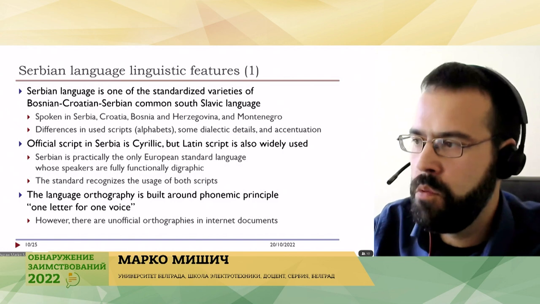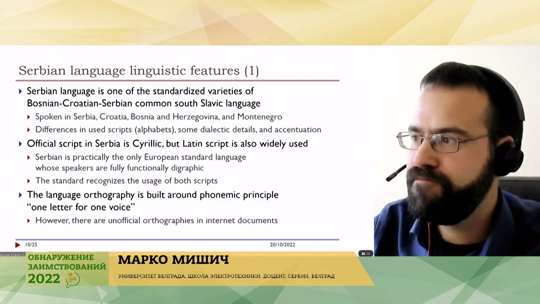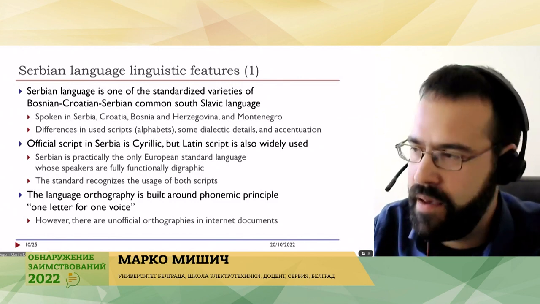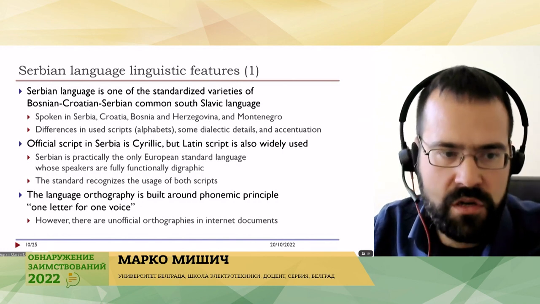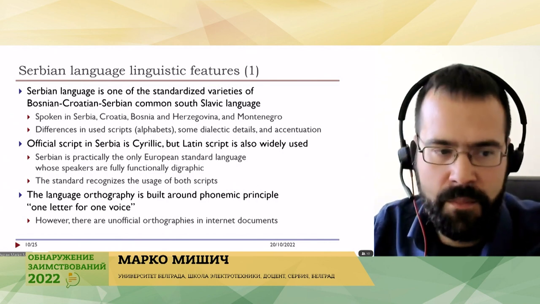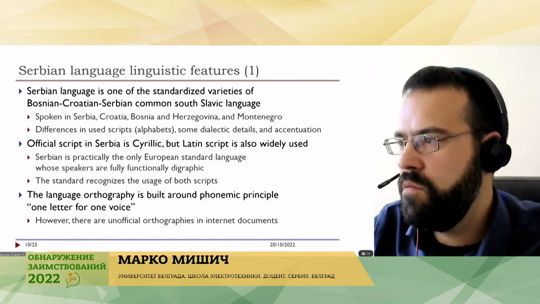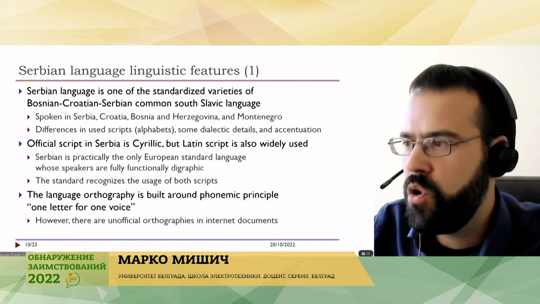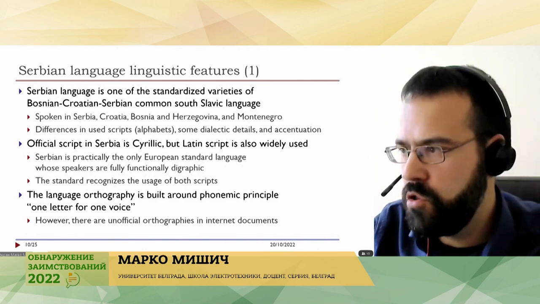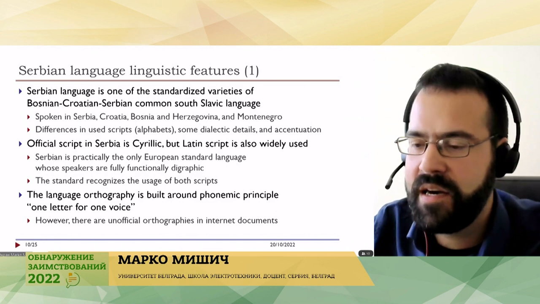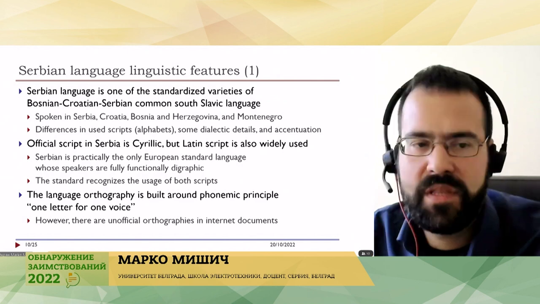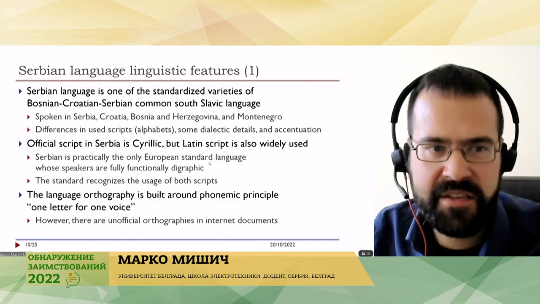Also, we have newspapers in both scripts, which offer some possibilities for plagiarism. Also, our language orthography is built around the pretty simple phonemic principle, one letter for one voice. But due to those voices with the diacritic signs and the different orthography from English, there are unofficial orthographies in internet documents, which are widely used as a target for plagiarism. So it should also be taken into consideration when we speak about plagiarism detection.